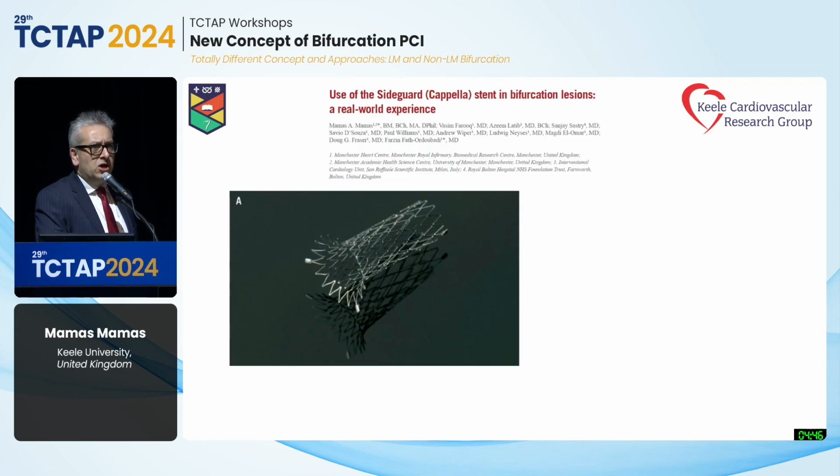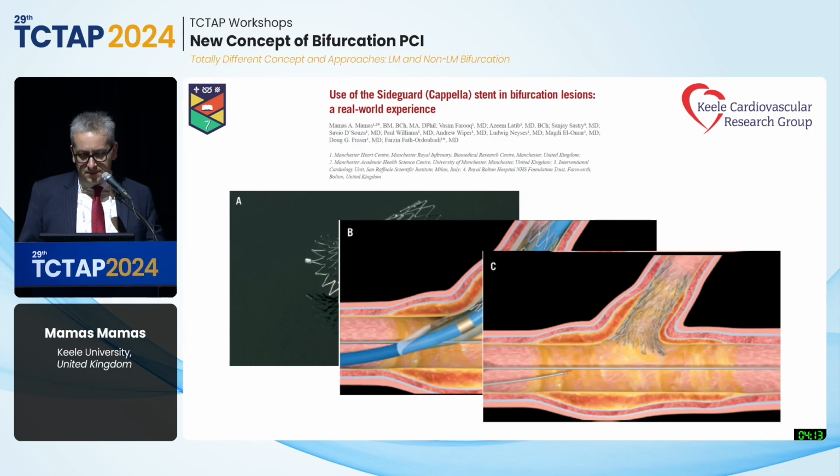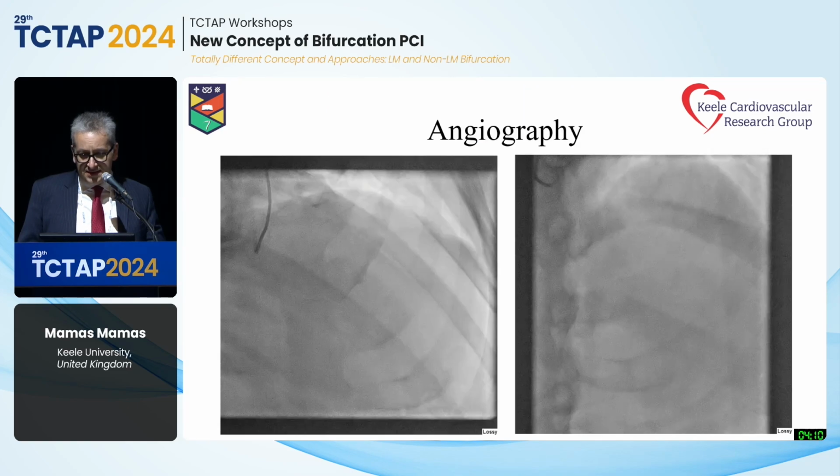People have tried to address these problems around geographical miss by introducing novel stent platforms, the Capella stents. This was a stent that I was using quite heavily in Manchester maybe 10 years ago. This was a nitinol self-expanding stent and was very good for those side branches with a 90-degree angle. But again, similar problems: in those cases with a very acute angle, it didn't work very well. And it was only bare metal, so it has been discontinued. And these are some pictures of the Capella stent.